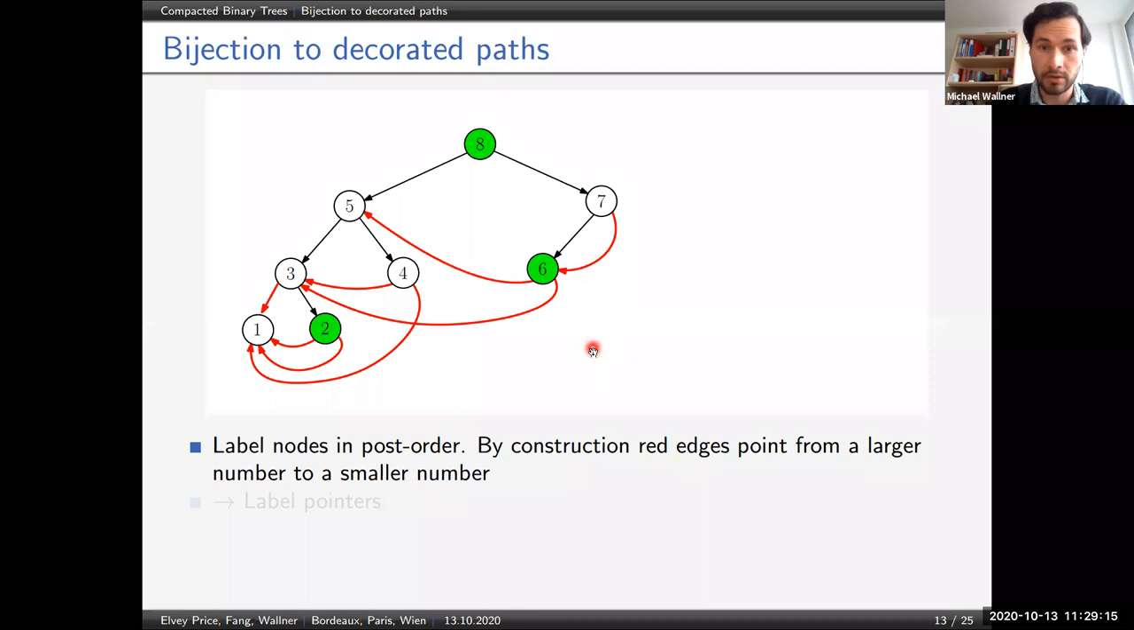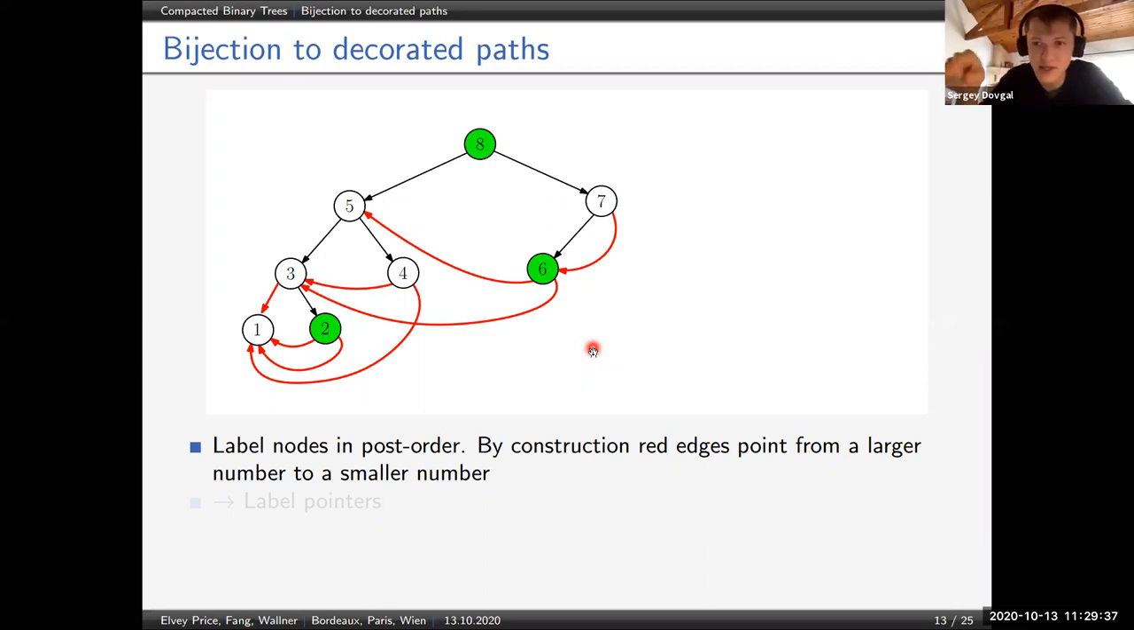By this construction. Mikhail? Yes? You are doing a bijection from compacted binary trees? I'm doing now DFA to a compacted structure, and this is, if you want, an intermediate auxiliary structure, and my goal is a decorated path structure, a decorated DAG path structure.